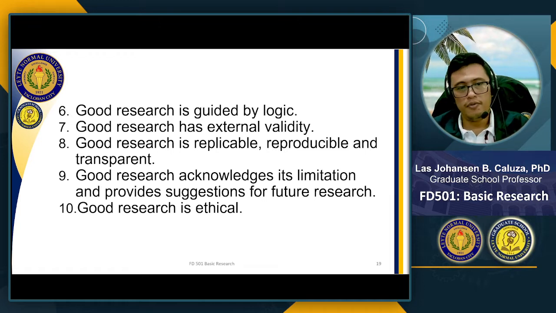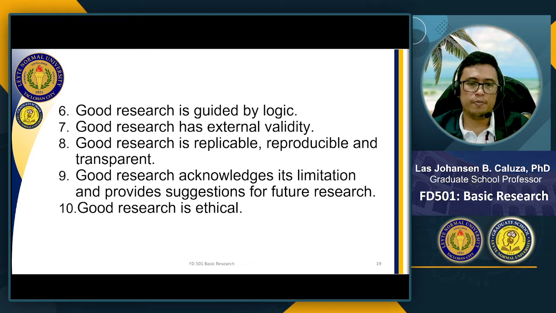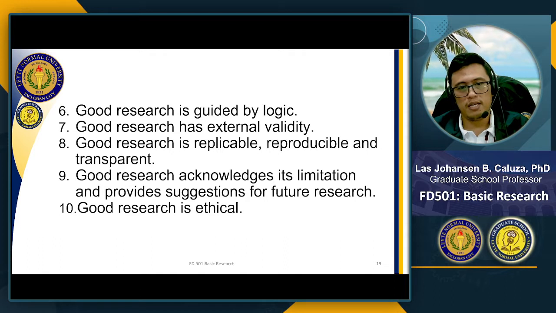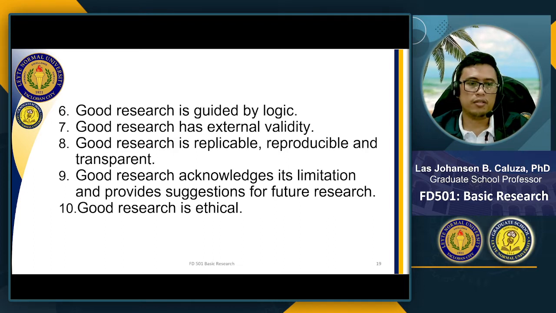Number 8. Good research is replicable, reproducible, and transparent. Replicability, reproducibility, and transparency are some of the most important characteristics of research. The replicability of a research study is important because this allows other researchers to test the study's findings. Replicability can also improve the trustworthiness of research findings, among others. That's according to Understanding of Research in 2020.